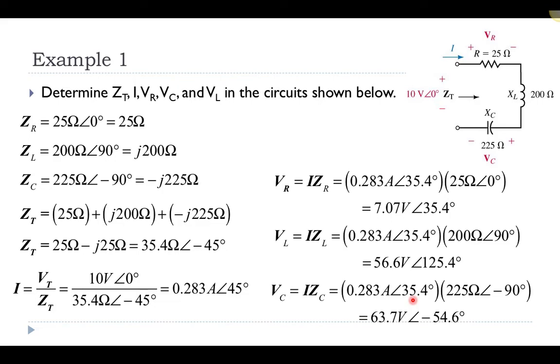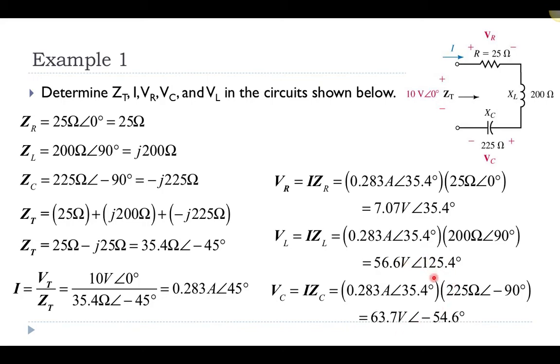And the reason that that can happen is because you have an inductor and a capacitor in your circuit. And so what has happened is that if you look at these values for the voltage across the inductor and the capacitor, they are actually out of phase with one another by 180 degrees. So what that means is that when the voltage across the inductor is a maximum, the voltage across the capacitor is a minimum. So when the voltage across the inductor is a maximum, it would be a plus 56.6, and at the same instant in time, the voltage across the capacitor would be a negative 63.7.